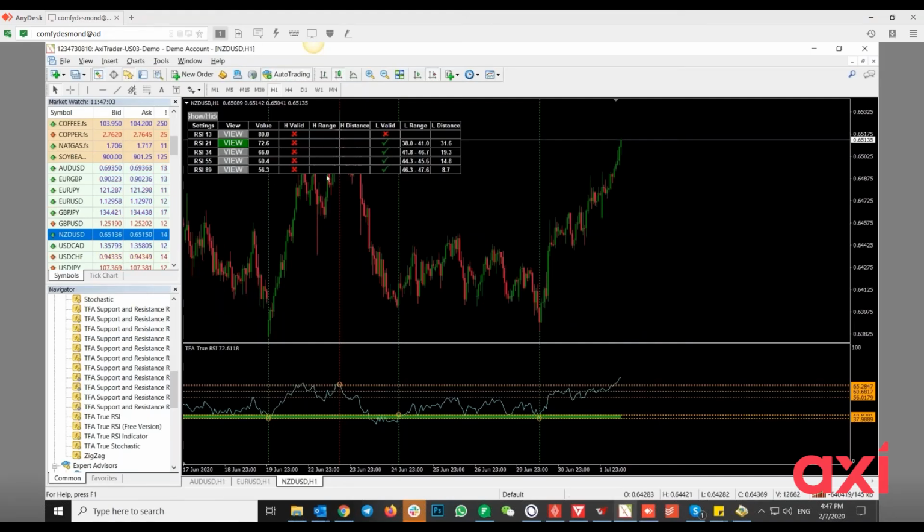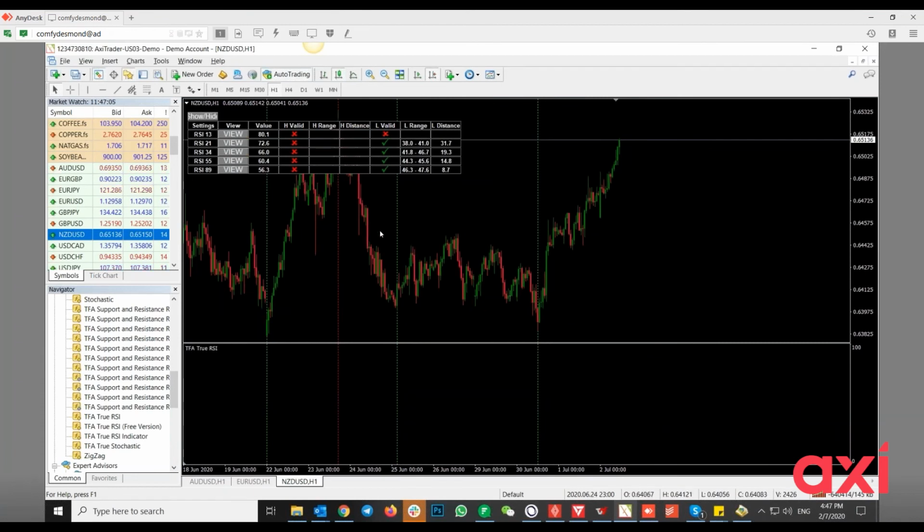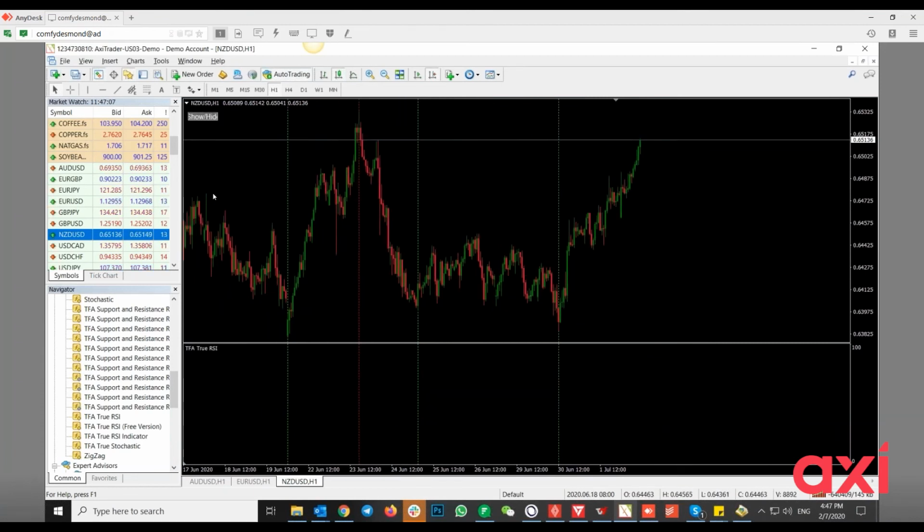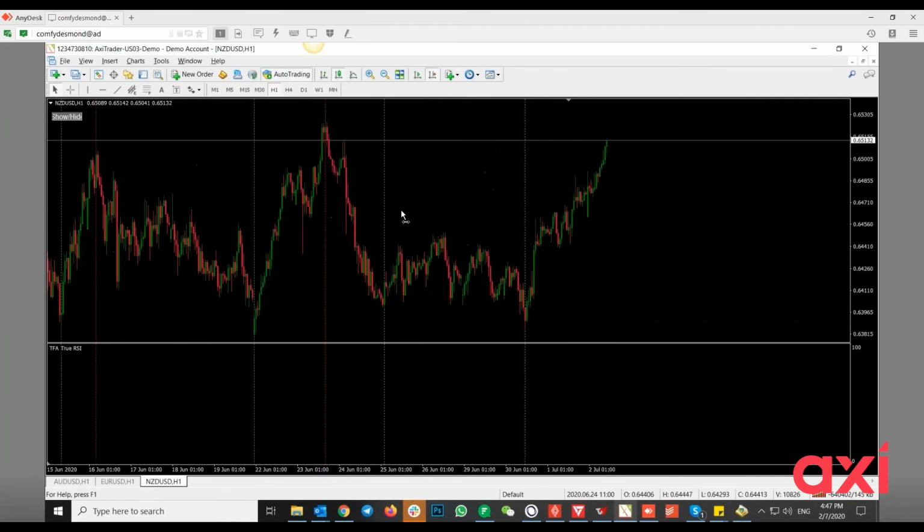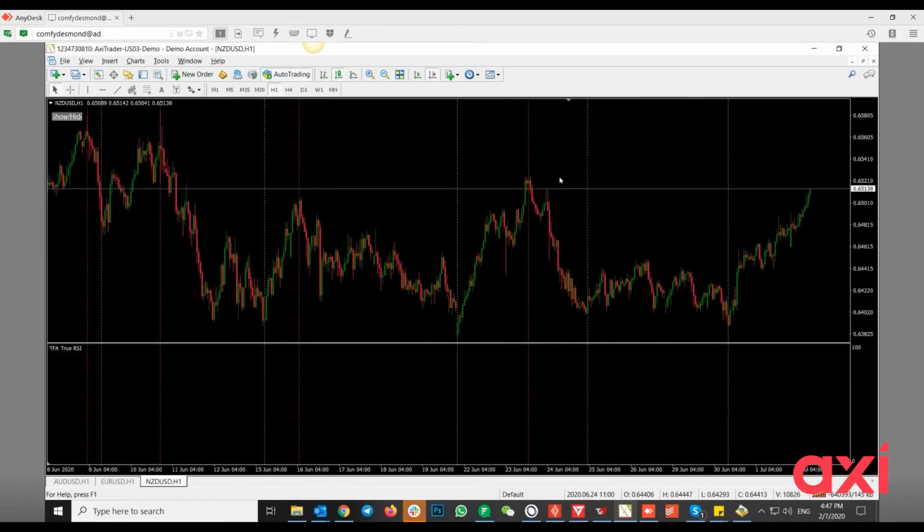So this is how the indicator looks like. When you load the indicator on the chart, I'm just going to minimize this. What the indicator does is that it maps out all the big levels of reversal. What I mean by it has mapped out all the big levels of reversal, take a look at this.